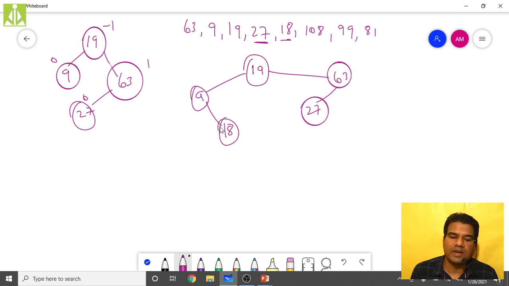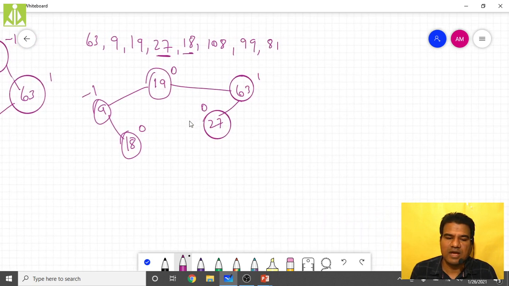After inserting 18, quickly calculate the balance factors. For 18, 0, for 9, minus 1, because 0 minus 1, it is minus 1. For 27 it is 0. For 63, 1 minus 0, it is 1. For 19 now, here also 2, here also 2. So 2 minus 2, it is 0. So nothing lost. Still the tree is balanced.